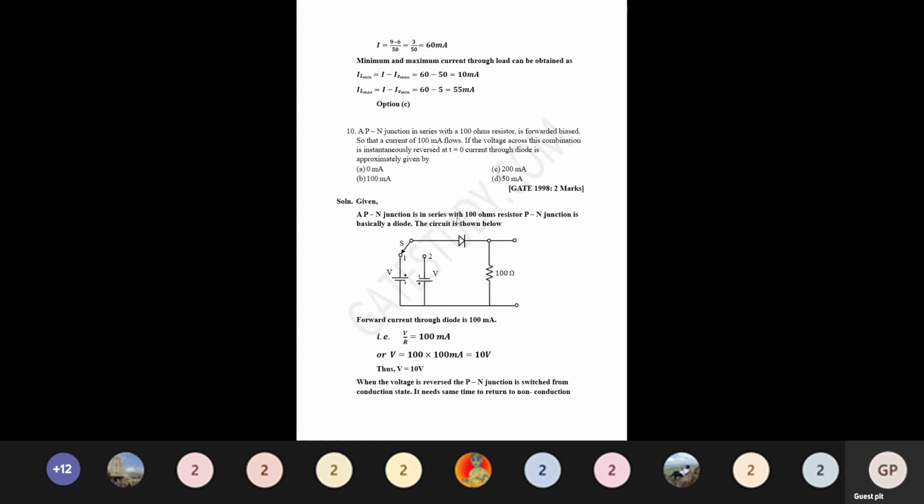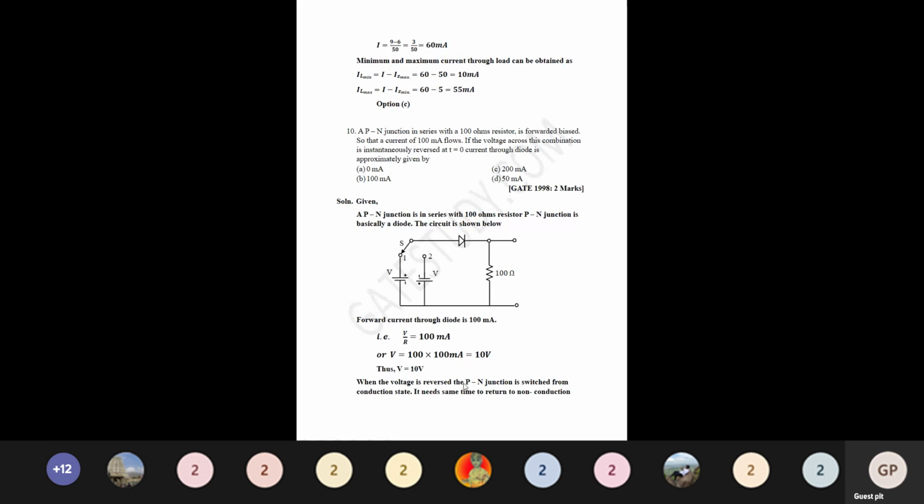A PN junction is in series with a 100 ohm resistor. A PN junction is basically a diode. So here the junction diode has been connected with the series resistance of 100 ohm. Forward current through the diode is 100 milliampere. V by R is equal to 100 milliampere, so V is equal to 100 ohm into 100 milliampere, equal to 10 volt. Therefore, V is equal to 10 volt.